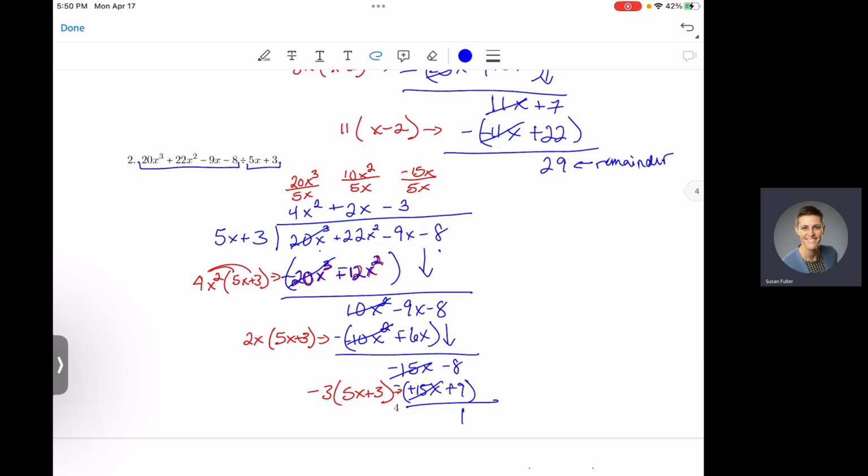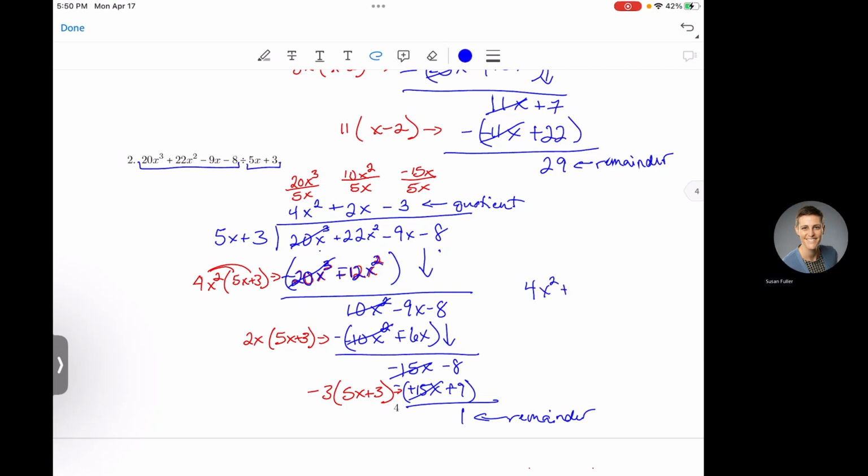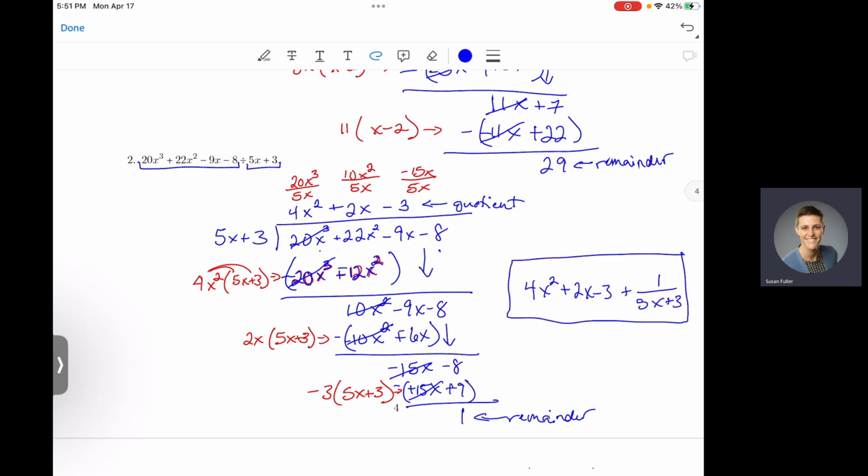1 divided by 5x, that does not divide out. We are done. Here's your quotient. Here's your remainder. And we can write our solution as the quotient plus your remainder, which here is 1, divided by your divisor, which is 5x plus 3, and that is what our solution would look like. Again, I think Alex is going to have boxes for you for your quotient and your remainder.